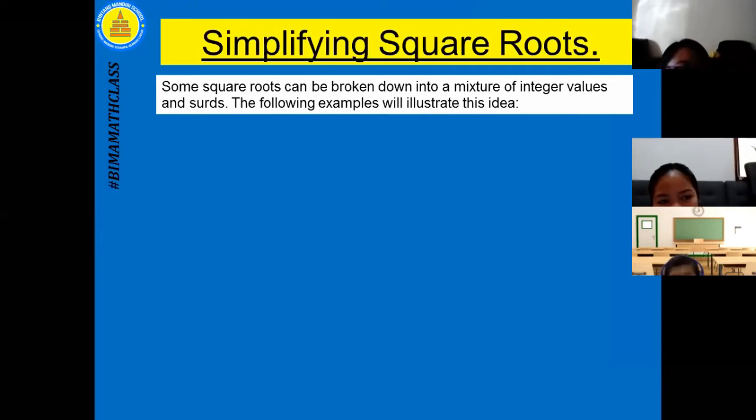Beberapa akar bisa dipecah jadi beberapa bilangan nilai bulat dan bilangan irasional, Surds. Okay, thank you, that's enough. Okay, the following examples illustrate this idea. Very good.